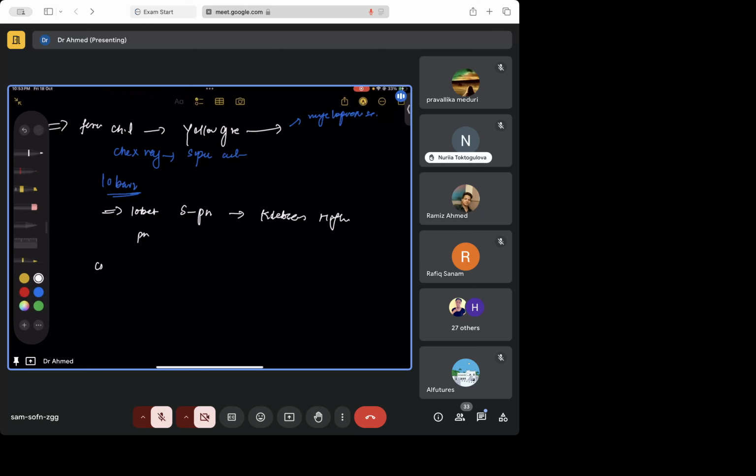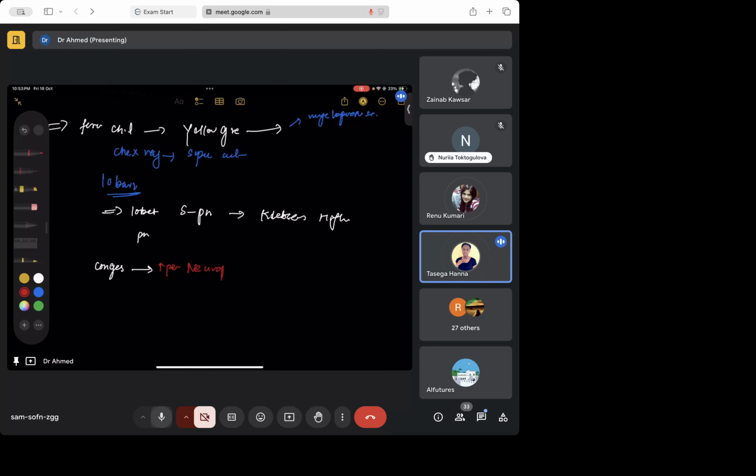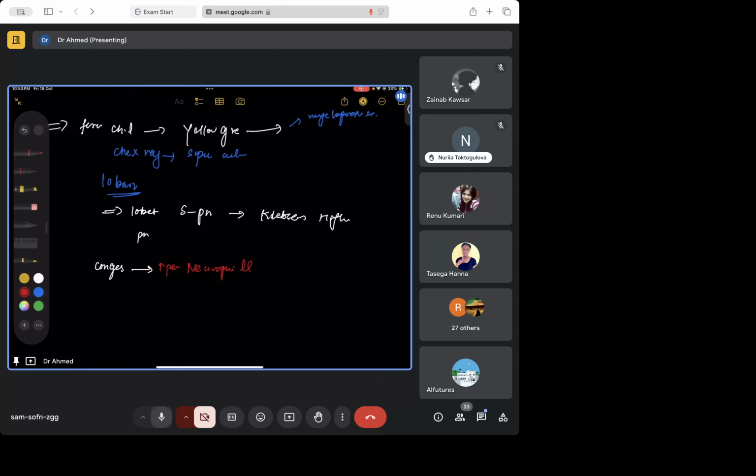Yesterday we discussed congestion. What happens in congestion? Increased permeability. Why? Due to neutrophil recruitment. Neutrophils are going to increase the permeability. Your red blood cells are going to move outward, out from your blood vessels. As a result of that, fibrin is going to be laid down. So what would be the next phase?